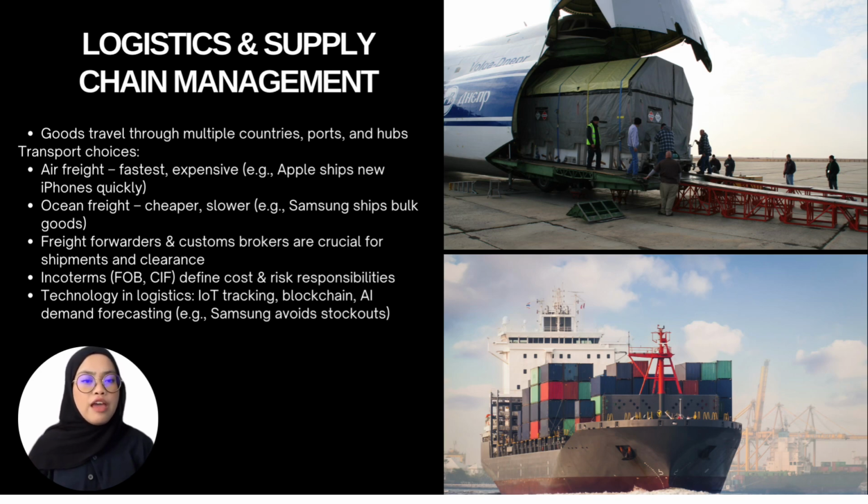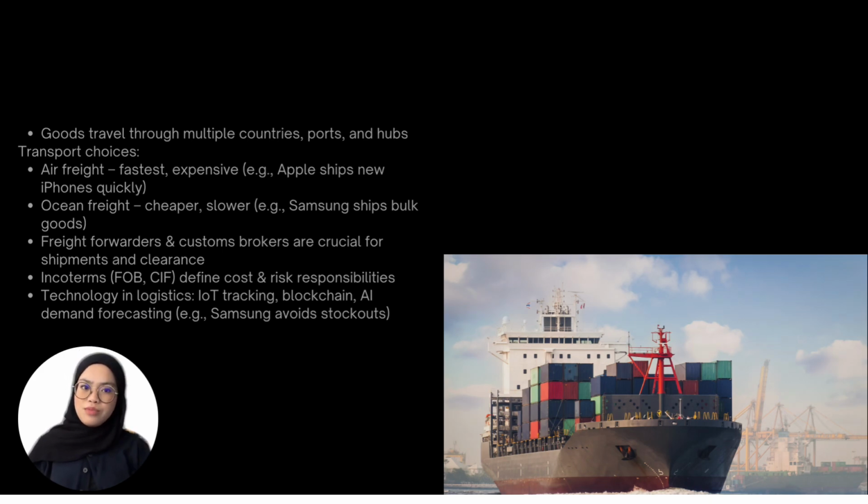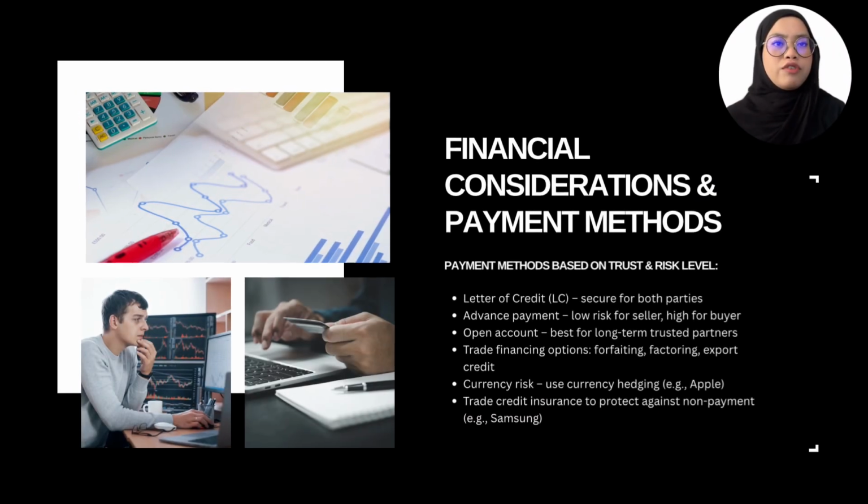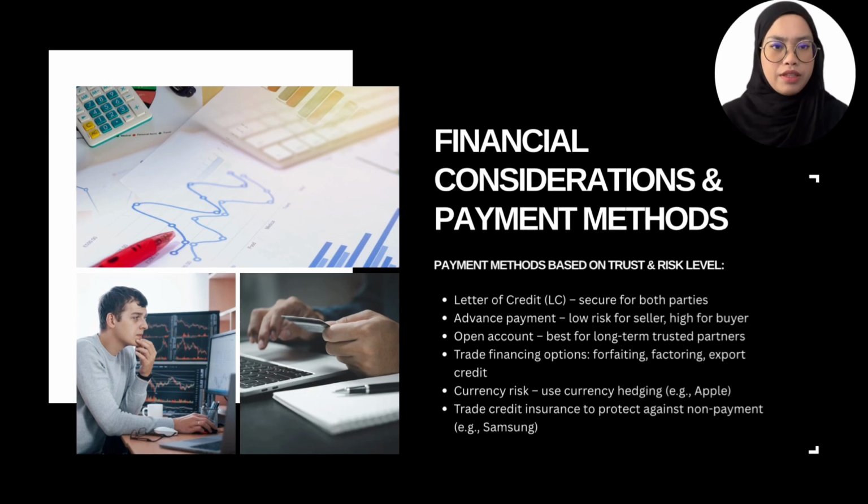Using Incoterms like FOB and CIF defines responsibility between buyer and seller. So technologies such as IoT tracking, blockchain, and AI demand forecasting further improve efficiency and reduce delays. So let's move to the next part. So let's move to the financial consideration and payment method.